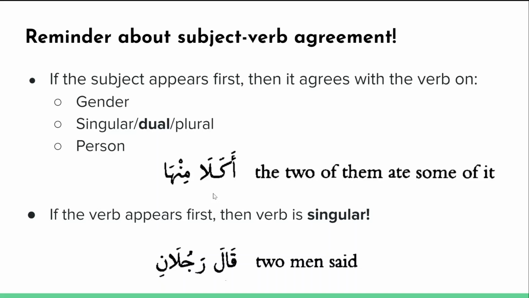And this is also true for plural. This isn't something new for dual. If I have, the Muslims said, I say qala al-muslimuna. The Muslims said. Okay? So you say the verb. So when the verb appears at the beginning of a sentence, you don't know how many people you're talking about until you see the subject of the sentence.